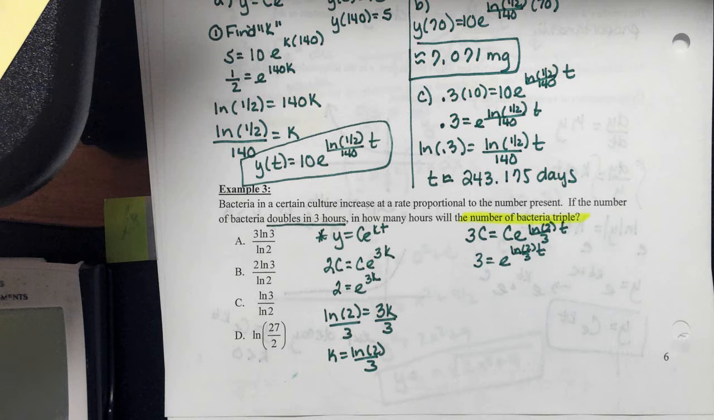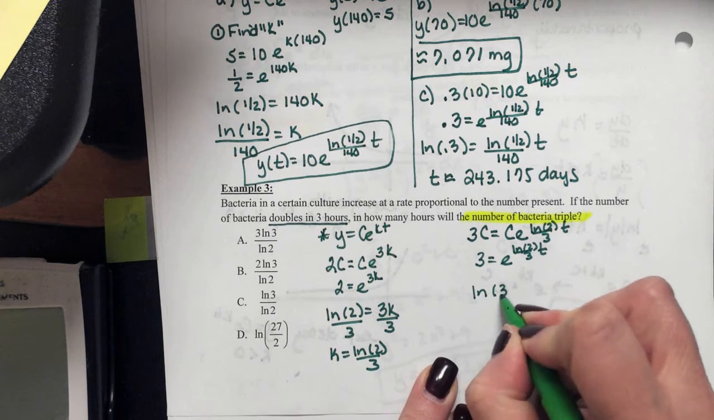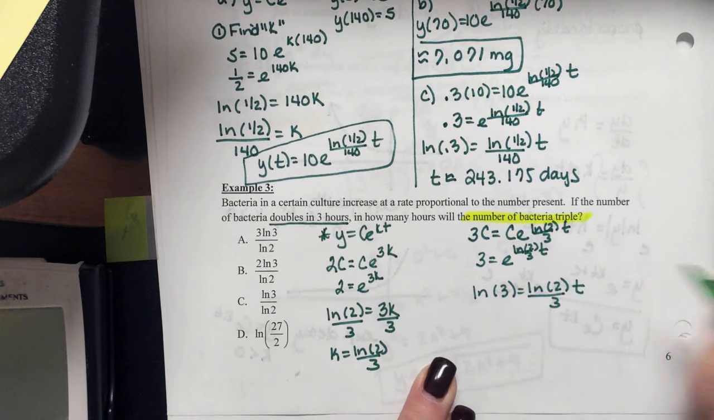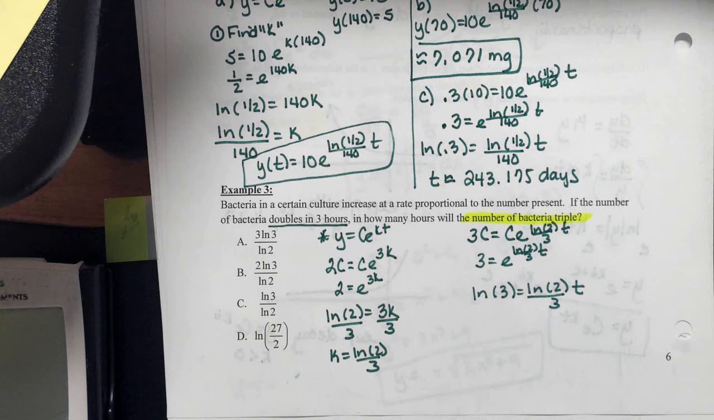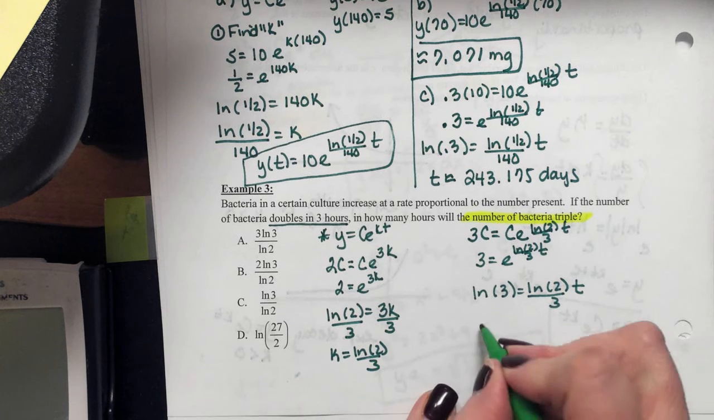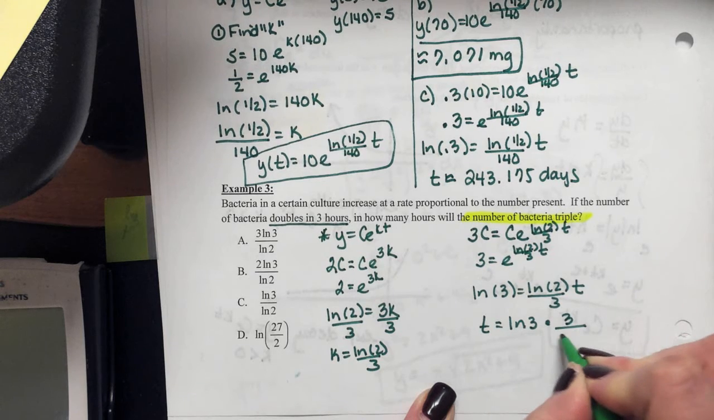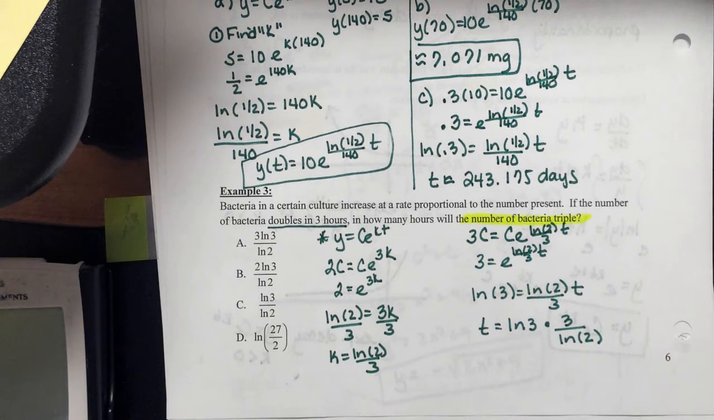What's next? To solve for t, what's next? ln. So I'll take the natural log of 3 is equal to natural log of 2 over 3 times t. Now to solve for t, I'm going to have to divide by that particular k value. When I divide by k, that's the same thing as multiplying by the reciprocal. So t is going to be equal to the natural log of 3 times 3 over natural log of 2. So what's my answer choice then going to be? A.